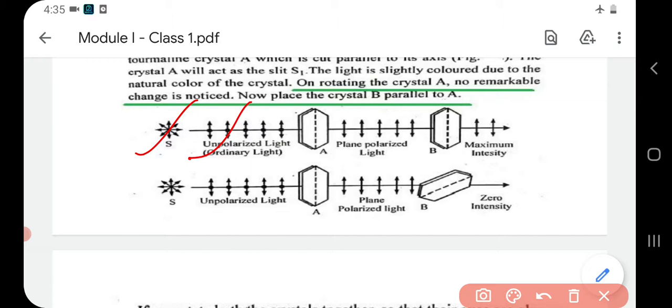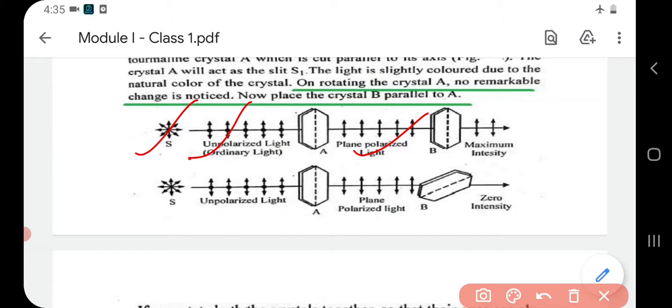So when such a light is passed through a tourmaline crystal, say A, the light that emerges from that crystal A will be plane polarized. Plane polarized means vibration of particles are confined to a plane.